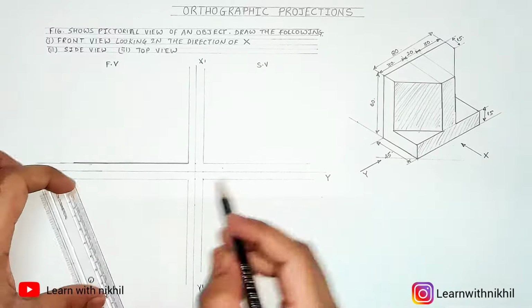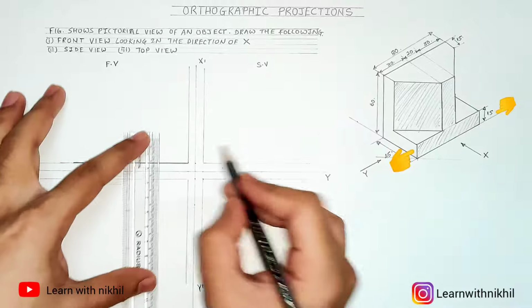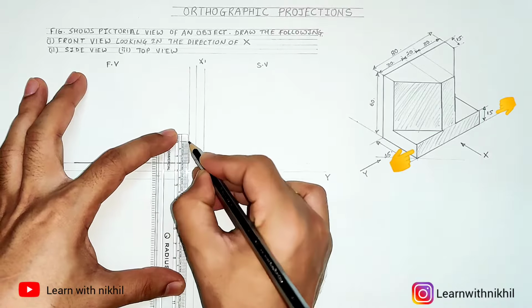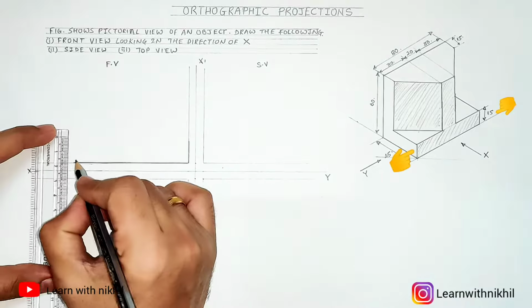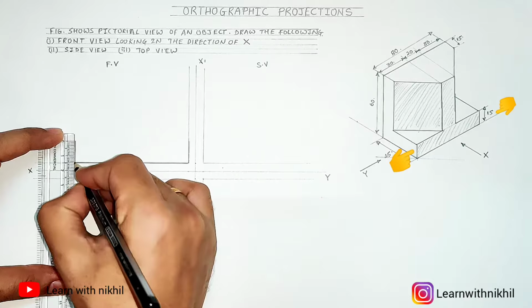Now the next dimension, this straight line, it's given 15 millimeters. So the straight line we will draw of 15 millimeters. Same on the opposite side, it will be 15 millimeters.